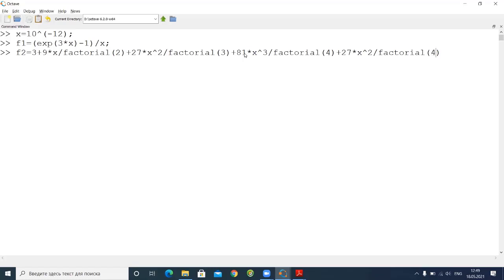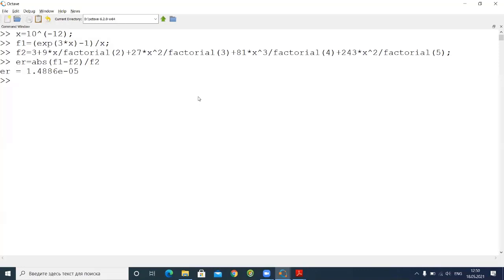And here it is 5, and here it is 243. Okay, so this is Taylor expansion F2, and now find the relative error. Error equals the absolute value of, just subtract and divide by F2, with respect to F2. So F1 minus F2, F1 minus F2 over F2.